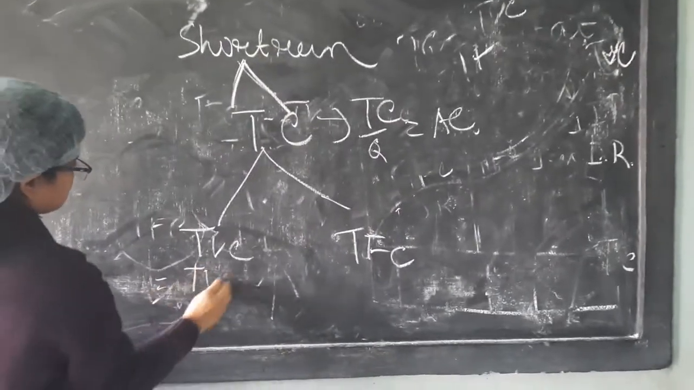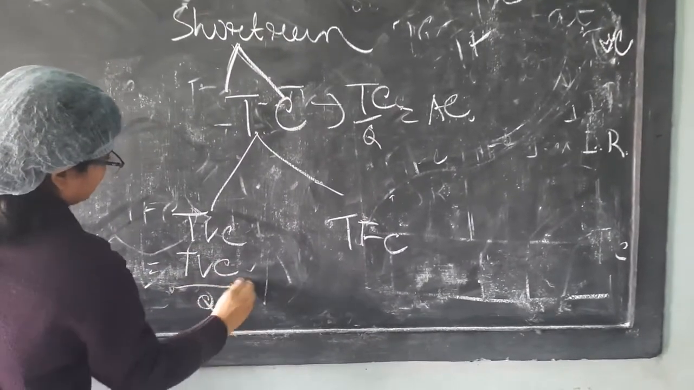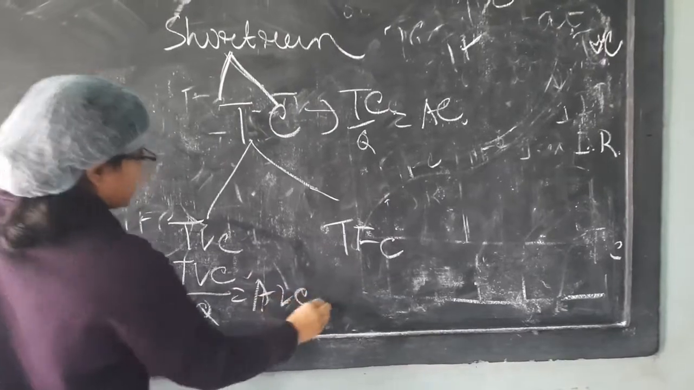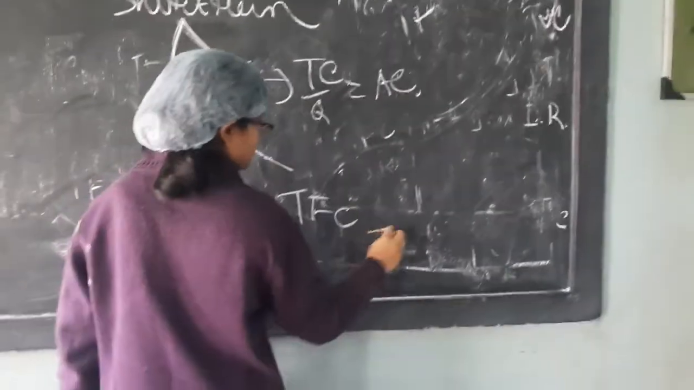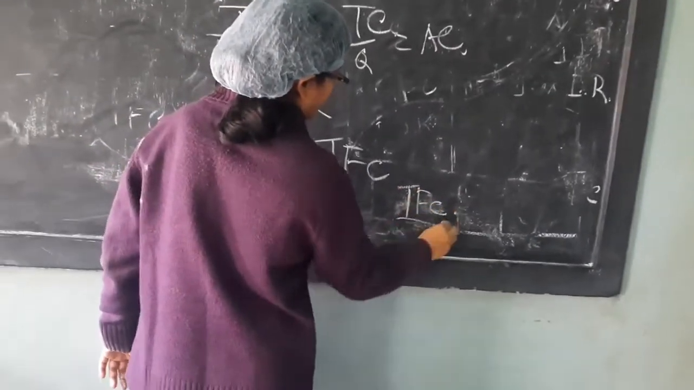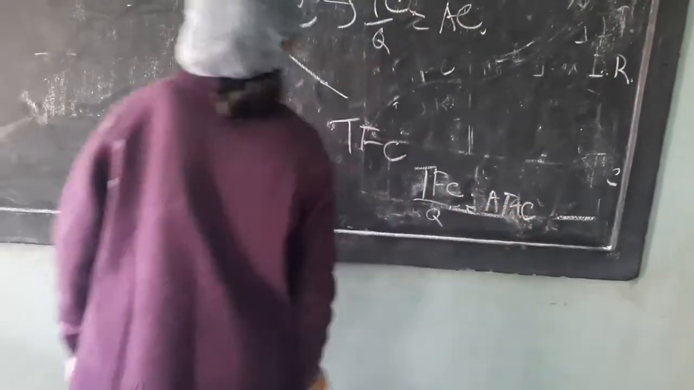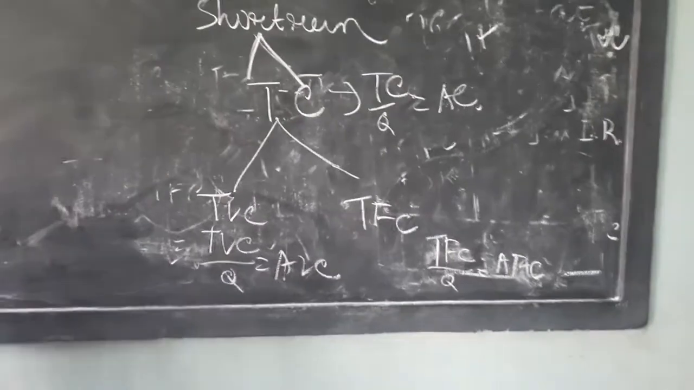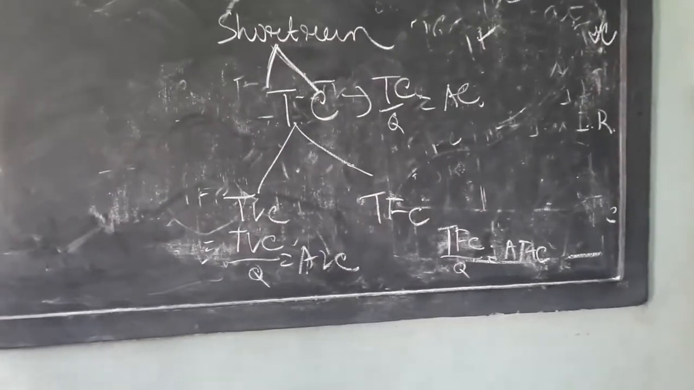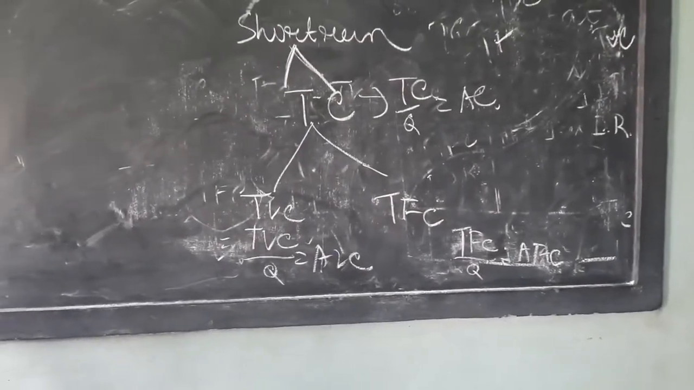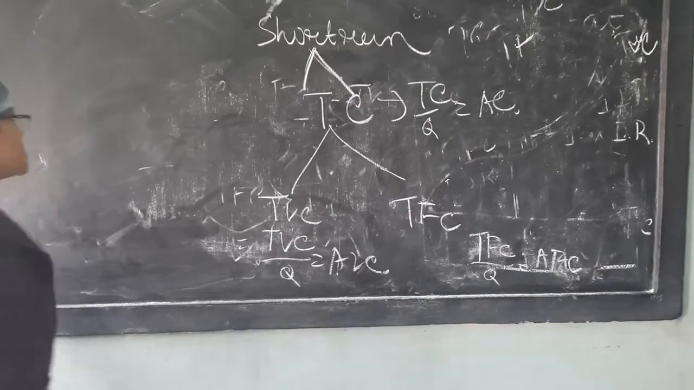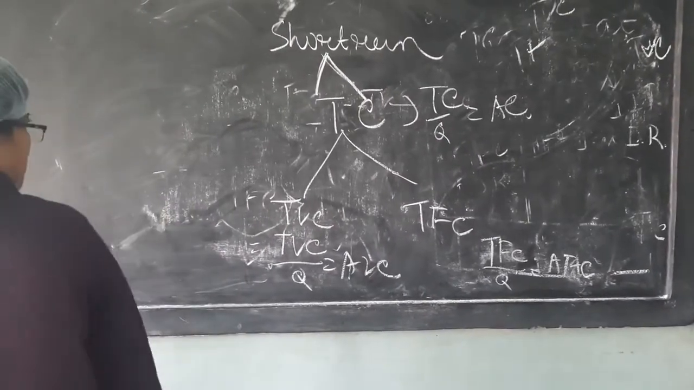AC. PVC by Q, what will I get? AVC. TFC by Q, we will get AFC. Am I clear? So we are having three curves: AC, AVC, AFC. Clear? When we go for the average concept, what are the shapes of the curves?